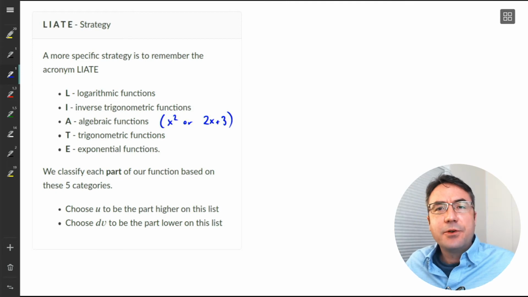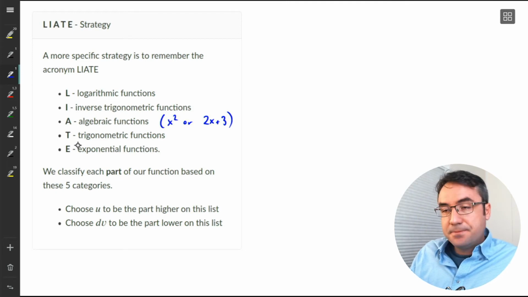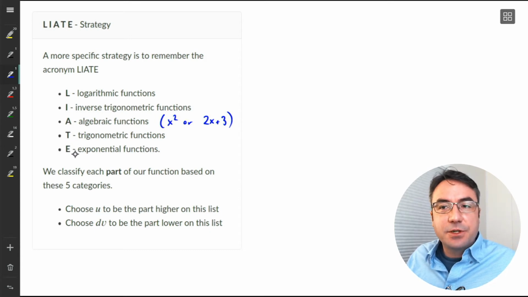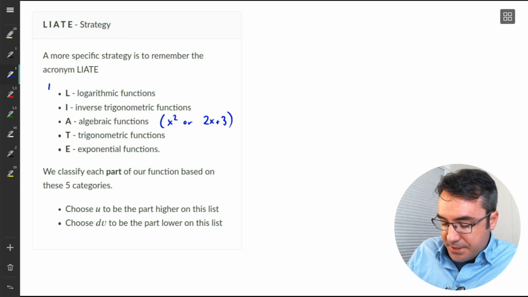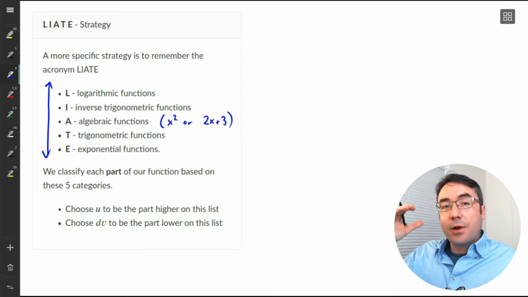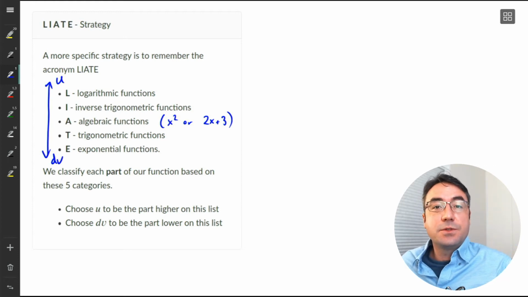Power functions or polynomials. The T stands for trig functions, sine, cosine, things like that. And then E stands for exponential functions. And so the way we remember this acronym is the pieces of our function that are higher up, this is what we generally pick for u, and the ones down here, lower on this list, those are the ones we generally pick for dv.